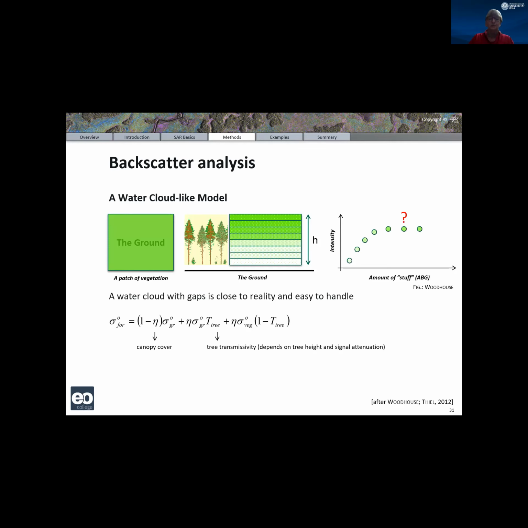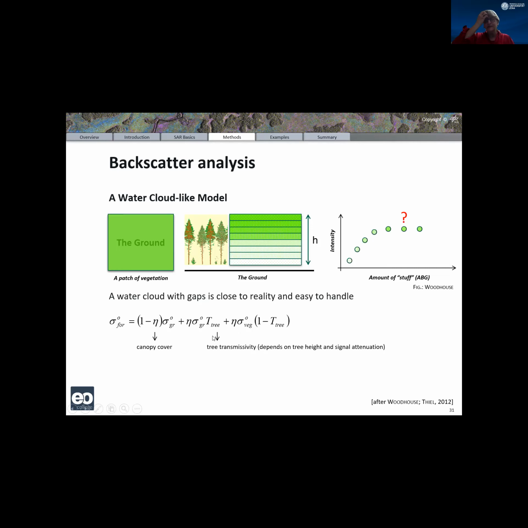So what this water cloud model tries, I introduced sigma naught yesterday. It says that the measurement we get, the backscatter value in our radar image, the sigma forest, has something to do with the backscatter from the ground, so kind of 1 minus whatever density the canopy cover is, times the backscatter from the ground, plus the backscatter from the ground times the tree transmissivity, so estimates on the signal attenuation because of the tree height or tree density. So these are all terms we have to estimate. We don't know them.